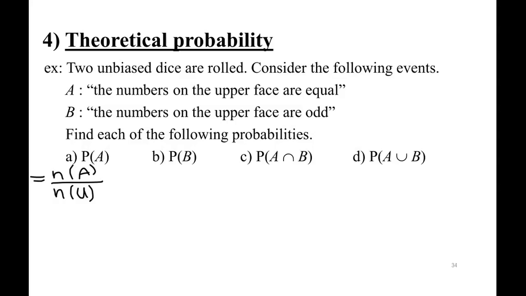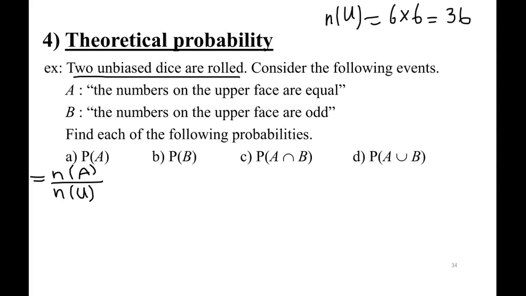Now, over here, since we are rolling two dice, each die has 6 faces. Therefore, it has 6 possible outcomes. Each outcome is from 1 to 6. So, basically over here, the total number of possible outcomes N of U is 6 possibilities for the first die times 6 possibilities for the second die, which leaves me with 36 possible outcomes. So this is for N of U.